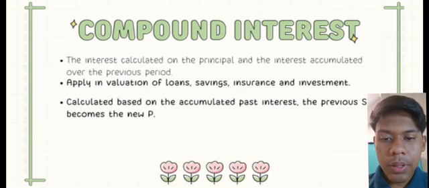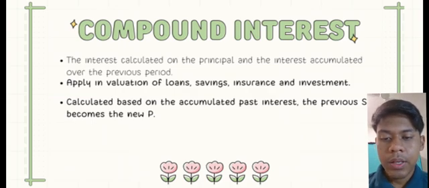Let's talk about compound interest. It is the interest calculated on the principal and the interest accumulated over the previous period. The interest is applied in the valuation of loans, savings, insurance and investment. This method is also calculated based on the accumulated past interest; the previous S becomes the new P.